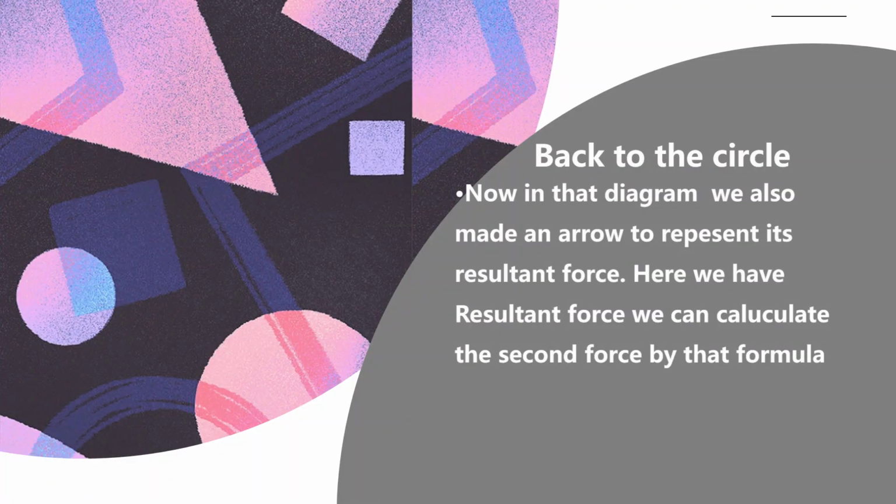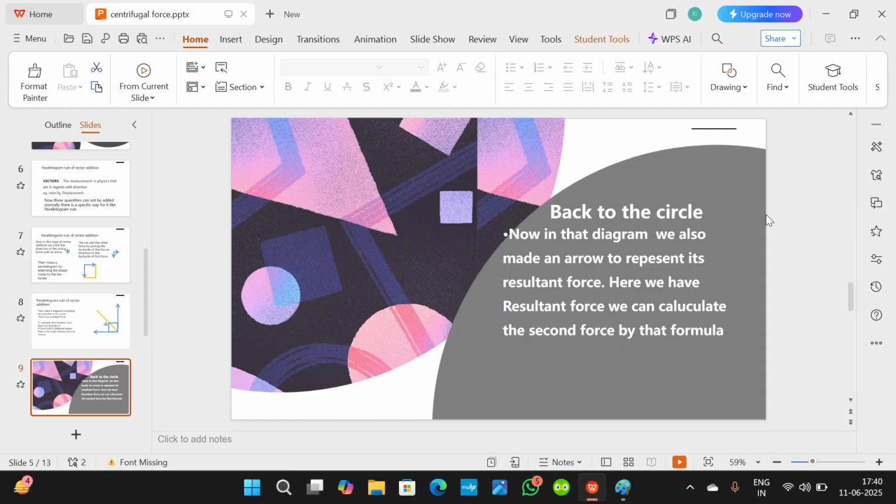Then back to the circles. Now in a diagram we also made an arrow to represent its resultant force. Here we have the resultant force, so we can calculate the second force. Now I'll tell you how.